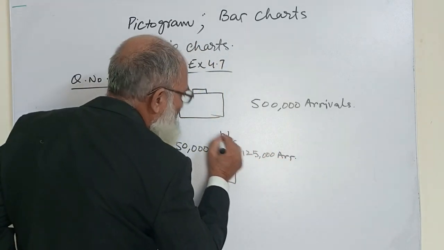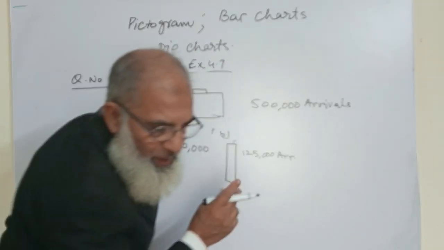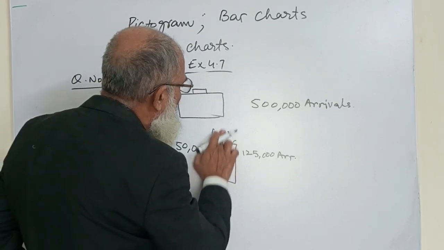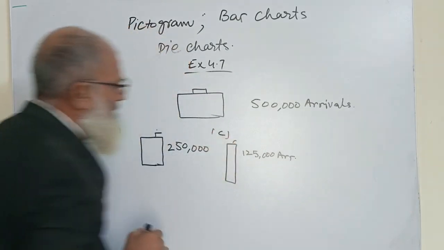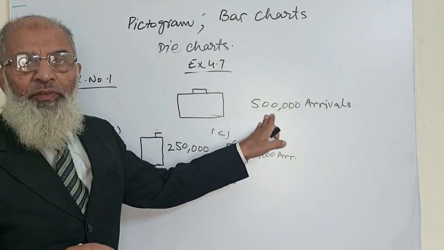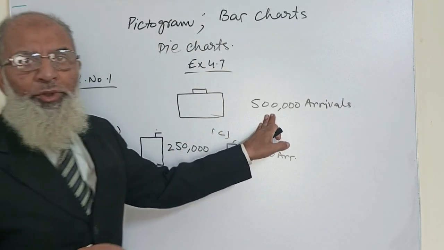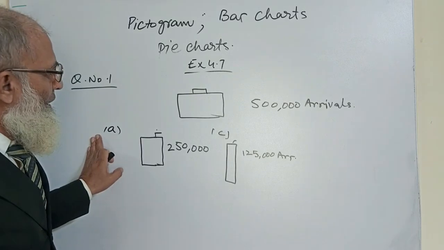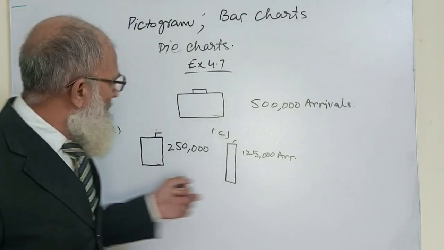Okay, now this is part B, I suppose. Now this is part C. So you can easily guess from the key that has been given to you the answers to the questions you are asked.